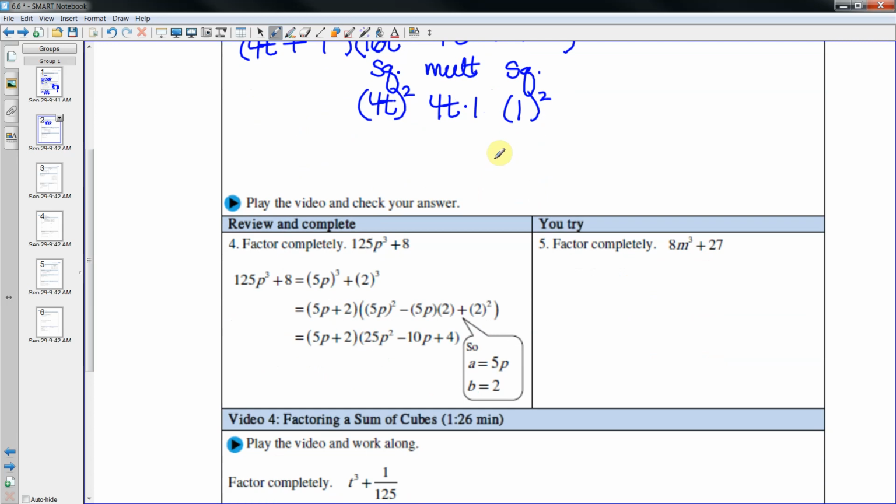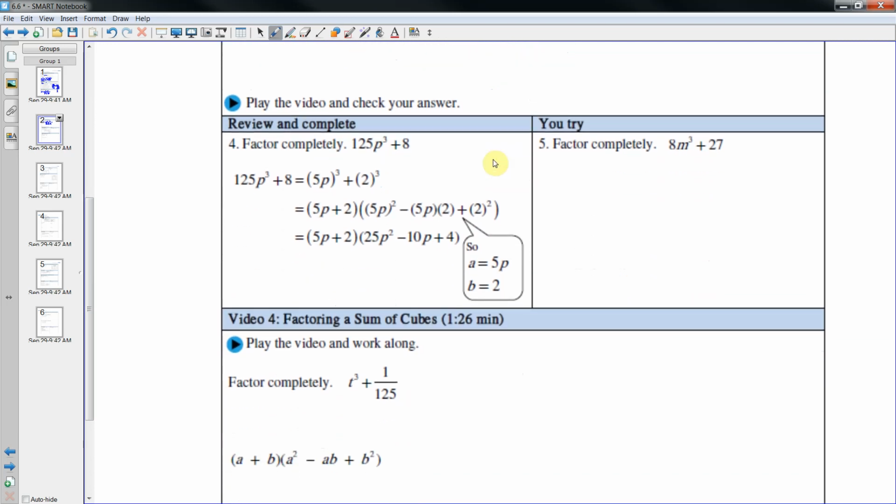Alright, moving right along. 8m cubed plus 27. I can't take out a greatest common factor. I'd look for that first, but there's no factors in 8 that go into 27. I have two terms. I see an m cubed, so I check to see 8 is a perfect cube, 27 is a perfect cube. So go to my binomial and my trinomial. 8 is 2 times 2 times 2, so 2m. 27 is 3 times 3 times 3.